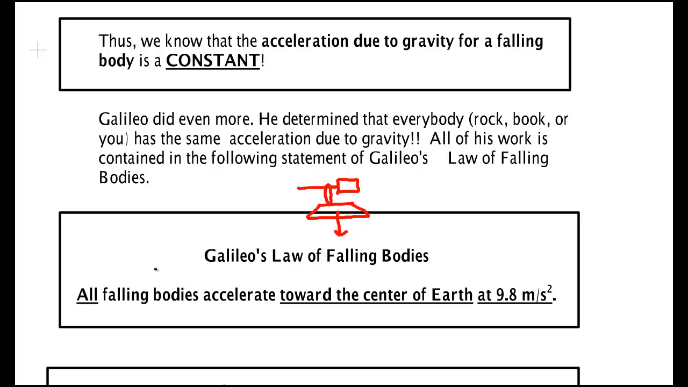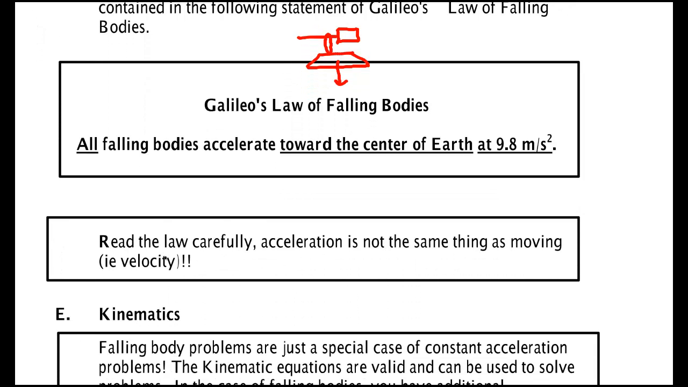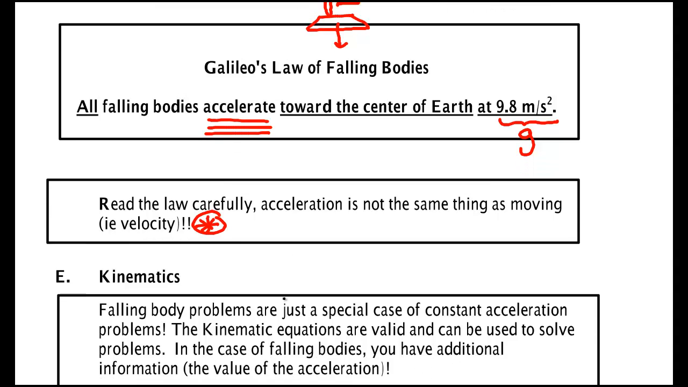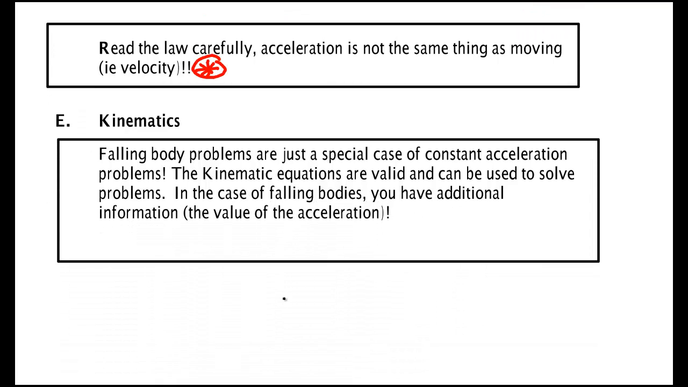So, key point. Galileo's law of falling bodies. All falling bodies accelerate. I didn't say had velocity. I said have acceleration toward the center of Earth at 9.8 meters per second squared. This number, 9.8 meters per second squared, is given the symbol g. That's a positive. Whether the acceleration is plus or minus g depends on which way you rotate your axis. Whether it's x or y depends on how you label your axis. Read this law very carefully and do some serious thinking about it. In the next video, we'll come back and talk about kinematics and solve problems.